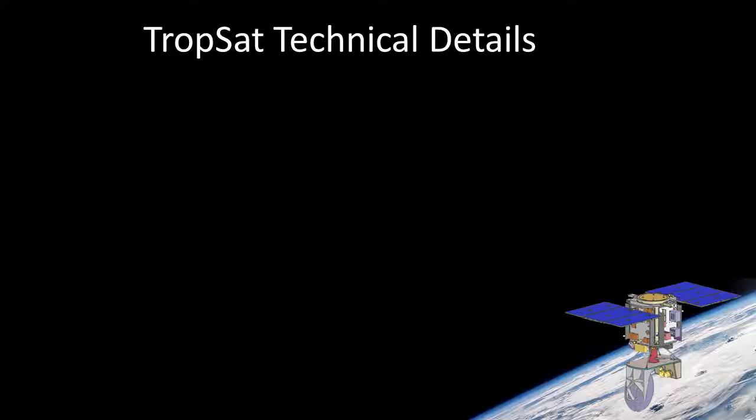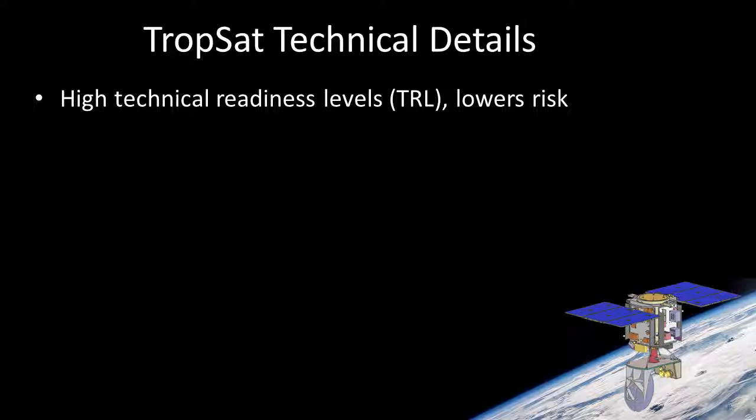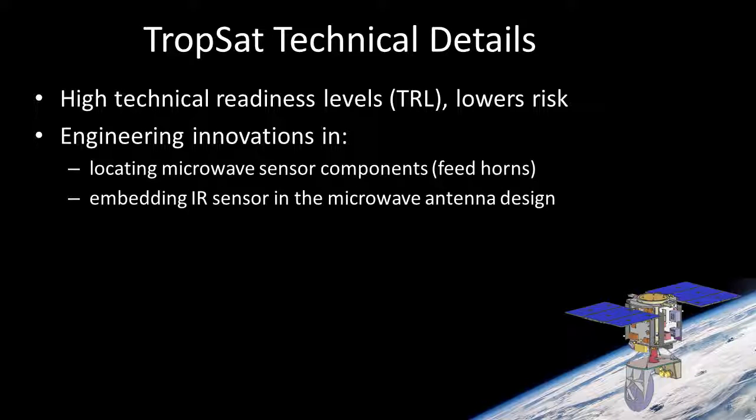A critical consideration in any spaceborne sensor system is risk. NASA assigns a designation of Technical Readiness Levels, or TRLs, to all mission aspects to quantify technological risk. Because of their long heritage, TropSat's instruments all score high TRL ratings. Only the integration of those instruments carries significant risk.